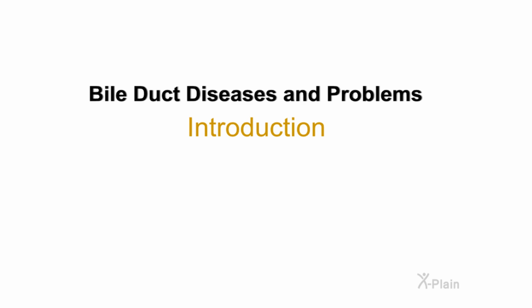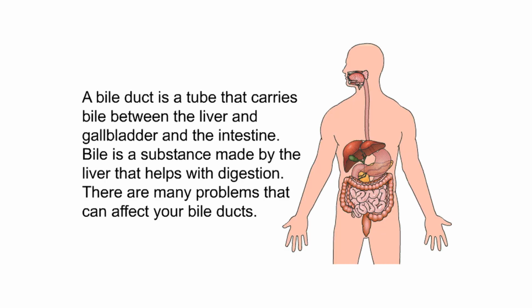Bile-duct diseases and problems. Introduction. A bile duct is a tube that carries bile between the liver and gallbladder and the intestine. Bile is a substance made by the liver that helps with digestion. There are many problems that can affect your bile ducts.